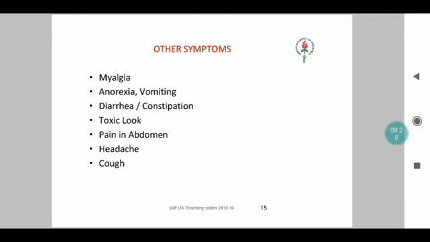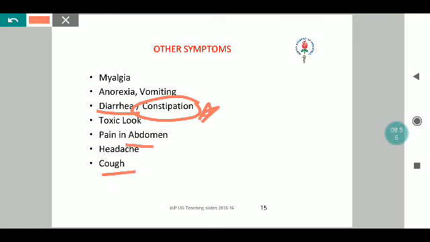Other symptoms associated with enteric fever can include myalgia, anorexia, reduced appetite, vomiting, diarrhea and or constipation. Now this is important because constipation can also be caused as a result of hyperplasia of the Peyer's patches. So we do generally associate enteric fever and typhoid with diarrhea, but the other end of the spectrum, constipation, is also possible. Though a rare differential, it is something we must consider. Apart from that, a toxic look with pain abdomen, headache as well as cough can also be pointers towards enteric fever. But the predominant complaints that we do get are anorexia, diarrhea, a toxic look with pain abdomen and an occasional headache.